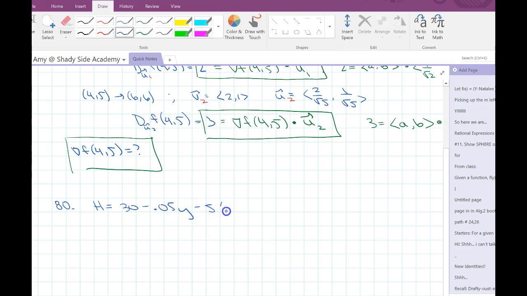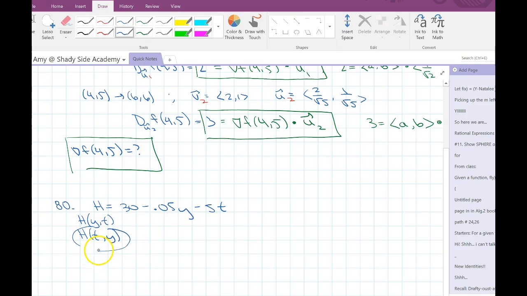Minus 5t, okay. All right, so first of all, boys and girls, if I were going to write this H function using function notation, would it be appropriate to write, say, H is a function of y comma t, or should I write H as a function of t comma y? One of these is the better choice, believe it or not, and it is this one.